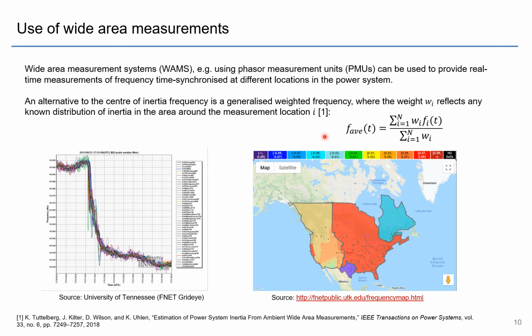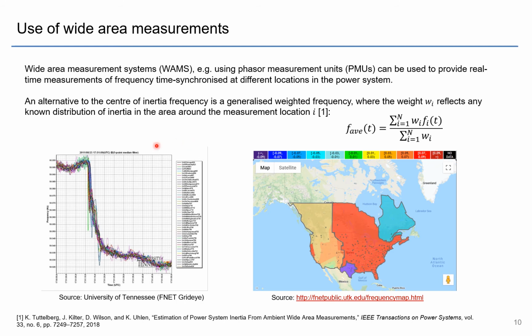This is like the average frequency trace with these generalized weights, and you can choose the weights if you know the distribution of inertia in the area around the measurement location, or you can just weight them all equally.